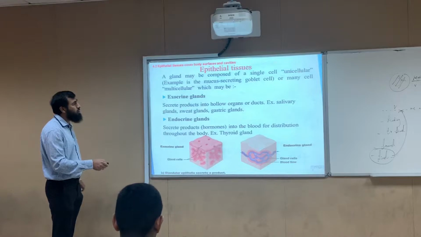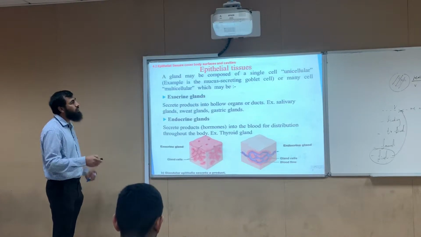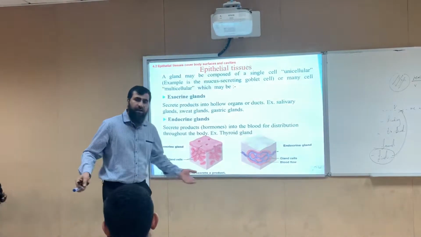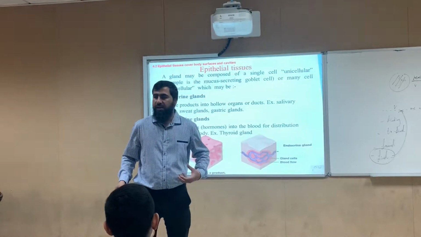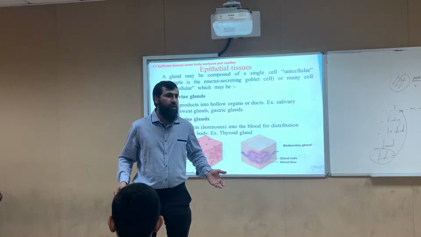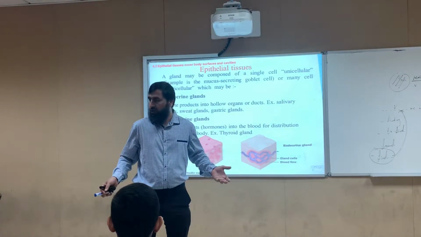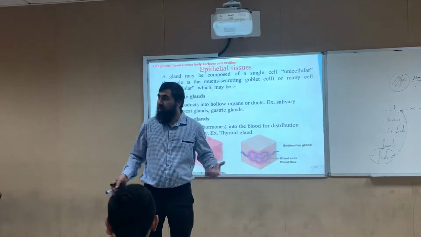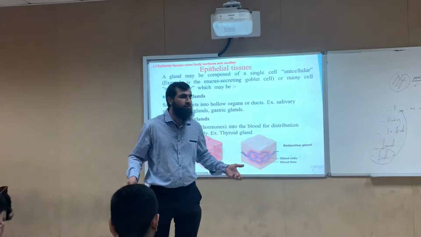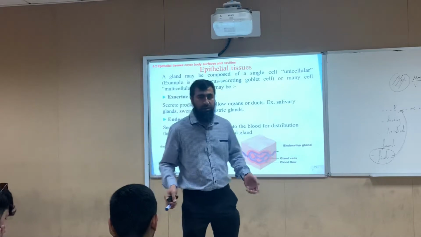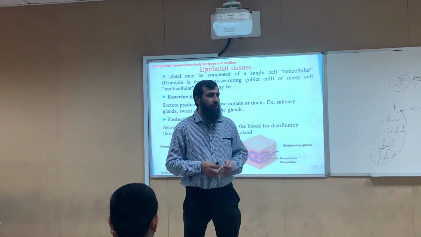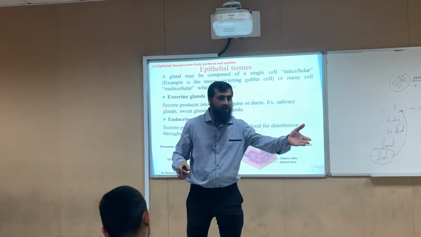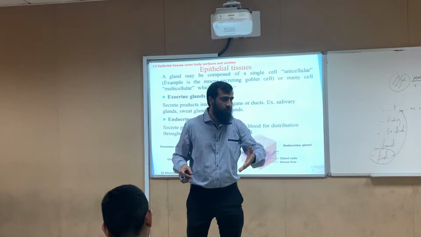So it can be unicellular, or it can be made up of many cells, like the pancreas has both endocrine and exocrine functions. It acts as both because it produces some enzymes for the digestive system. If it's producing enzymes for the digestive system, is it an endocrine or exocrine gland? Exocrine gland, because it's producing enzymes that are needed for the digestive system.